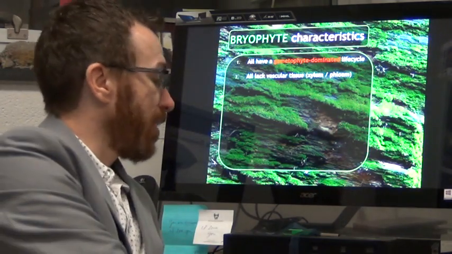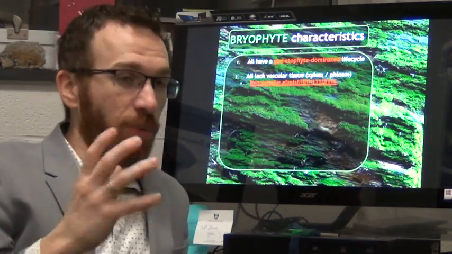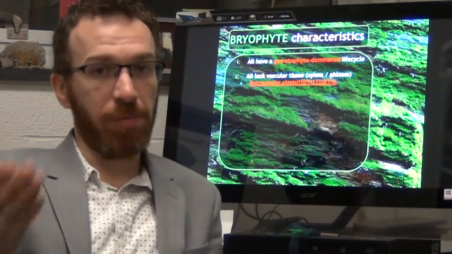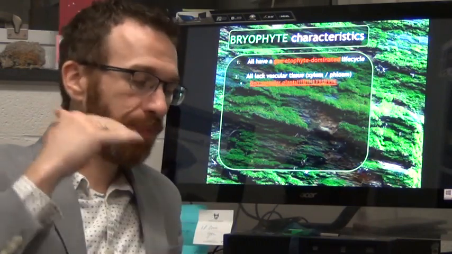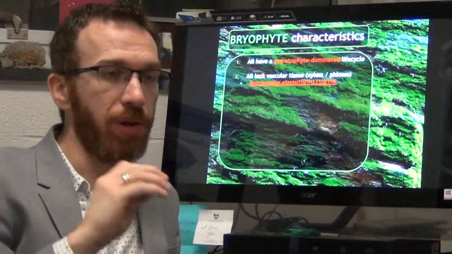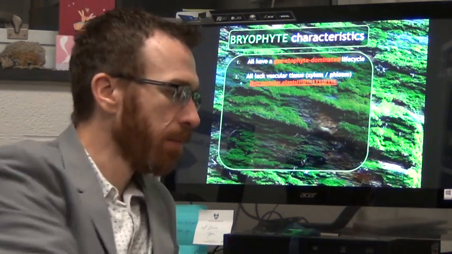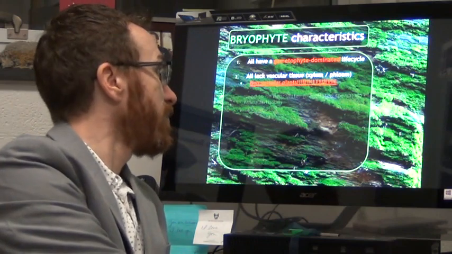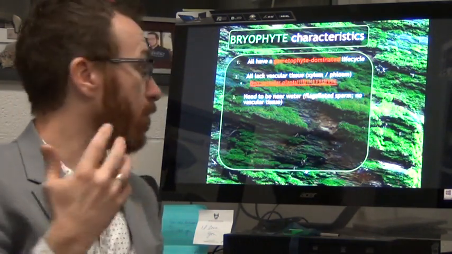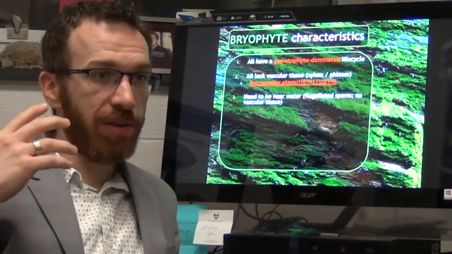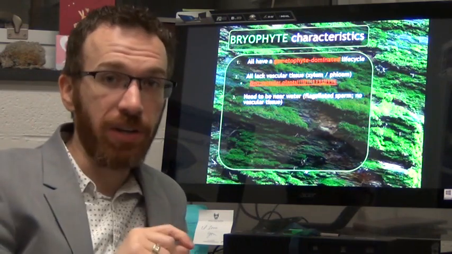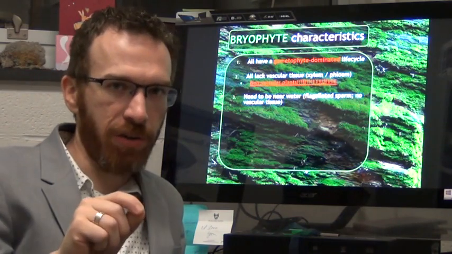All lack vascular tissue. So that's why they're called non-vascular plants. Okay? They do not have xylem, they do not have phloem, they use osmosis to move water into their bodies, which is why they need to be found near water. They have no vascular tissue, and their sperm is flagellated, so it has a flagella on their sperm.